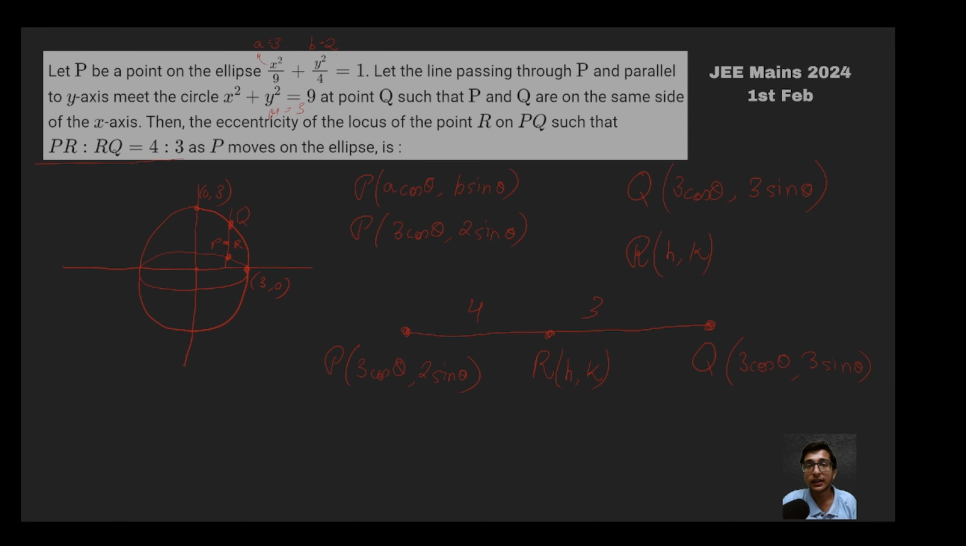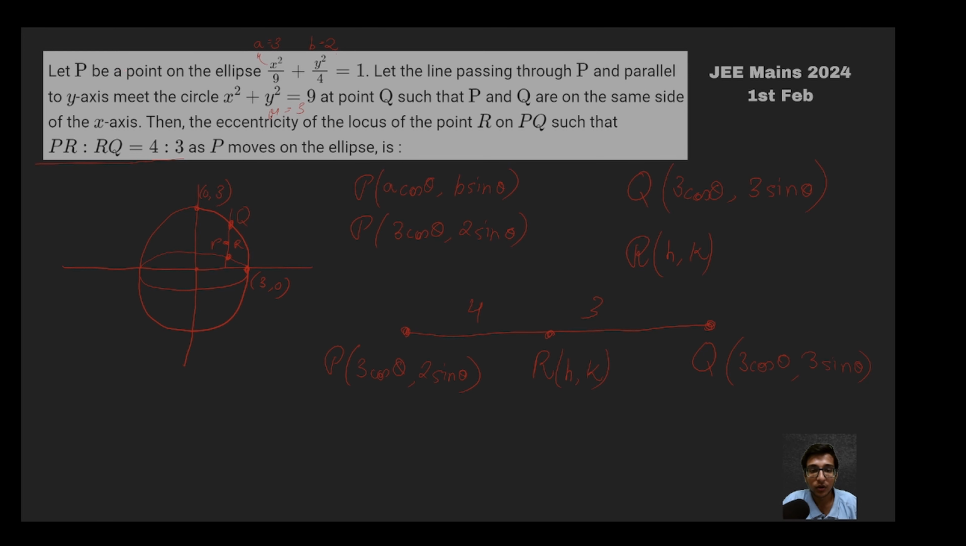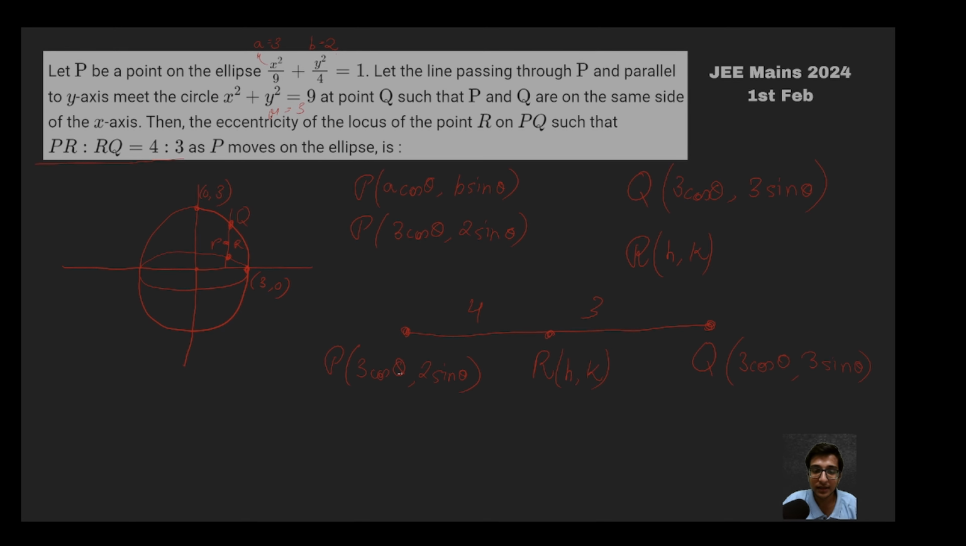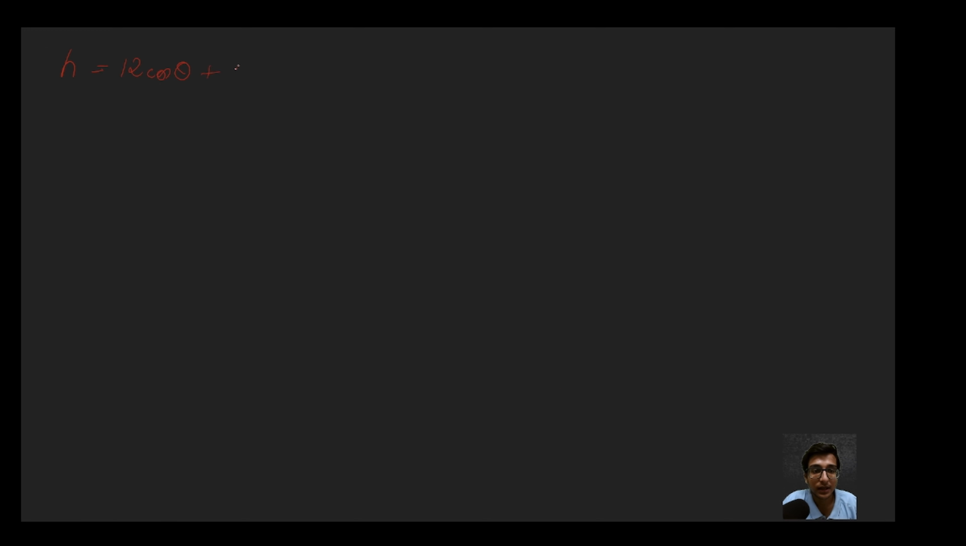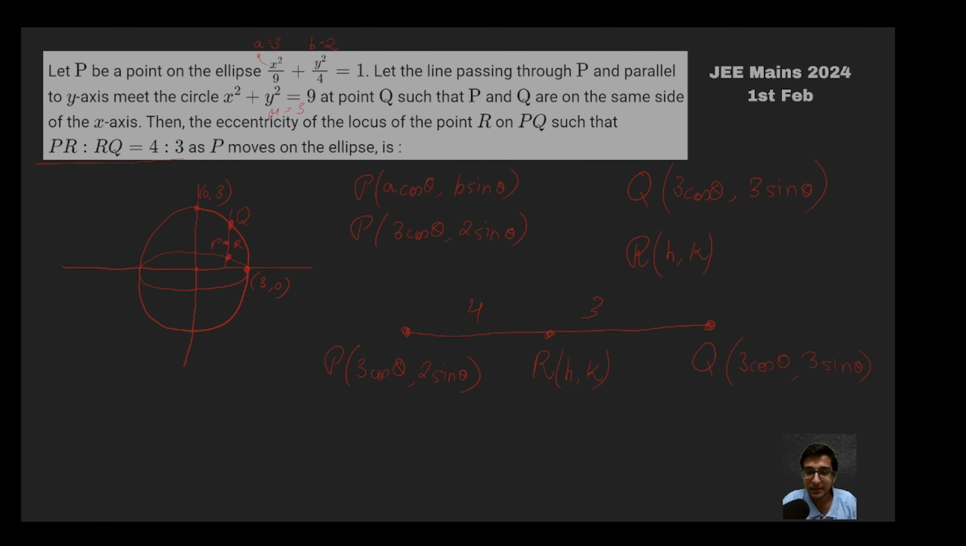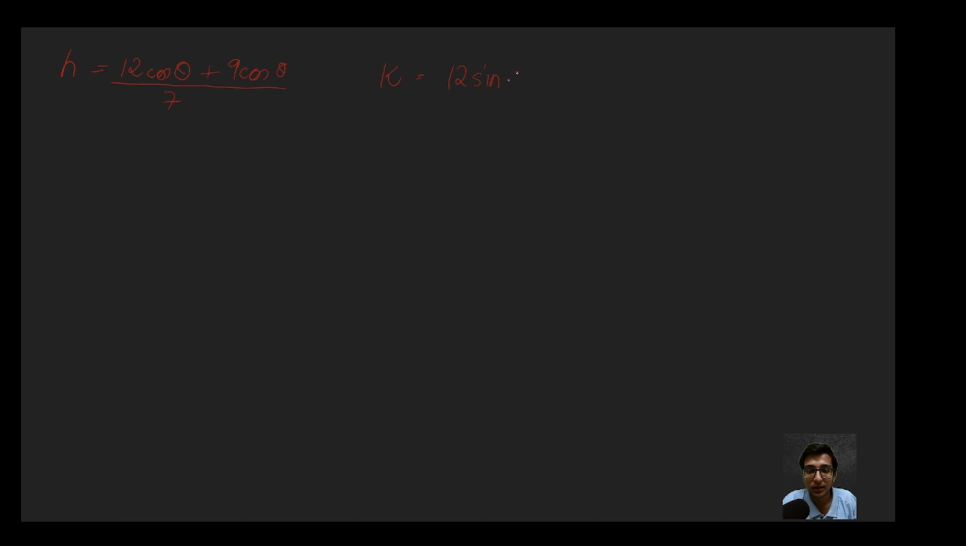Now again, in straight lines we had studied this concept. When a point divides two points in a certain ratio, how are we going to find out the coordinates of that point? So from here we can see that h, the coordinate of R, can be written as (4 into 3 cos theta, plus 3 into 3 cos theta, which is 9 cos theta), that is 12 cos theta plus 9 cos theta, divided by 7. And k can be written as 4 times 3 sin theta, which makes it 12 sin theta, plus 3 times 2 sin theta, which makes it 6 sin theta, divided by 7.